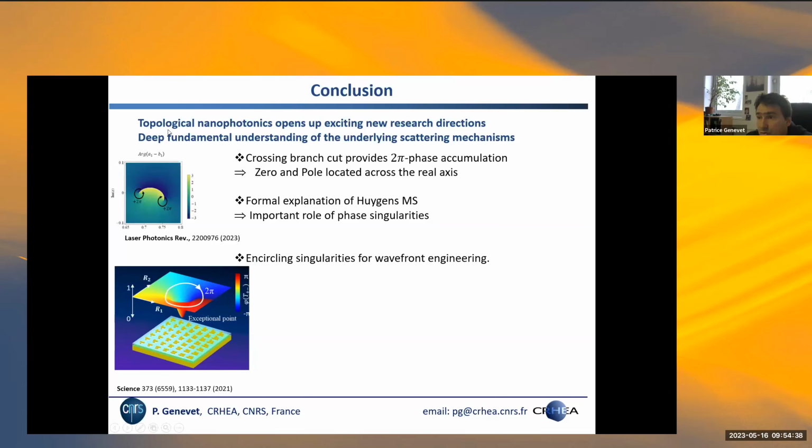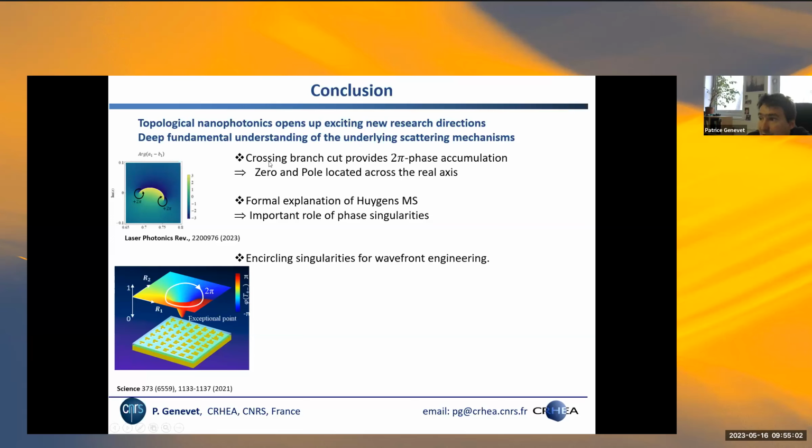So I'm going to conclude by saying that topological nanophotonics, which I introduced during the first part of this presentation, I believe opens new and exciting directions for research. And I showed you that this topological response of nanophotonic systems provides fundamental understanding of the scattering mechanisms that are generally used for the design of metasurfaces.